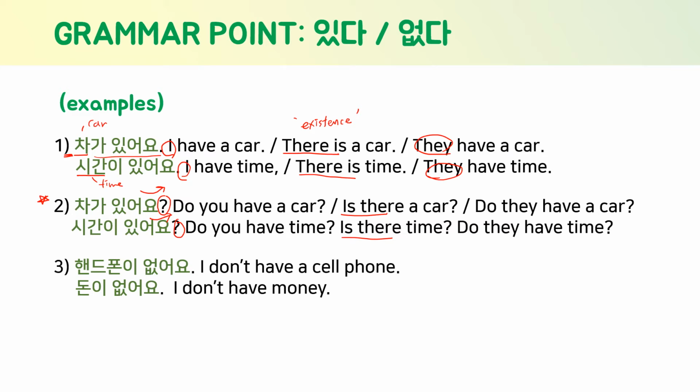And I don't have a cell phone. We learned the word cell phone. 핸드폰, right? The cell phone. So, 핸드폰이 없어요. No subject. 핸드폰이 없어요. I don't have a cell phone. Or it can be they don't have a cell phone. And also, 돈이 없어요. I don't have money. 돈 is money. So, 돈이 없어요.